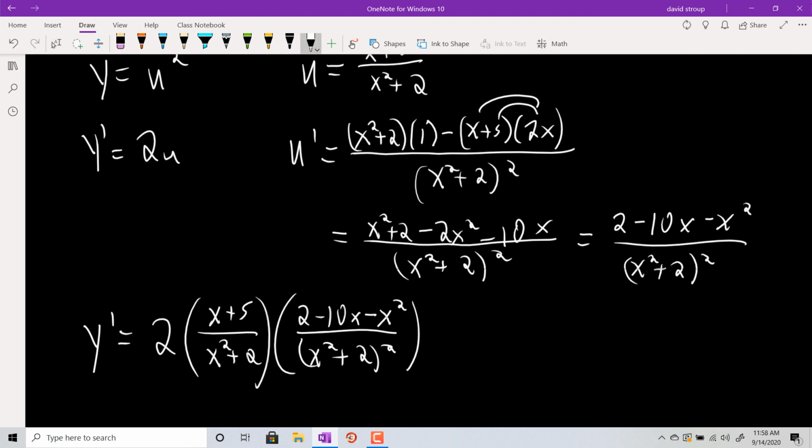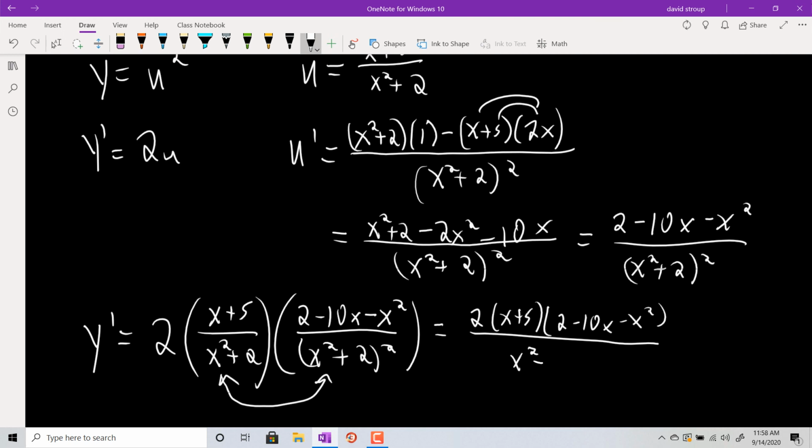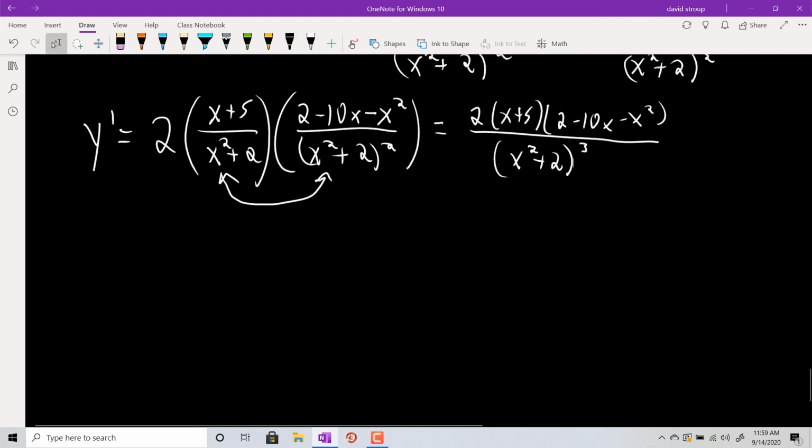This answer seems perfectly fine to me, but these are the same base, so we can multiply those out. So I could go in the numerator, 2 times x plus 5 times 2 minus 10x minus x squared, and that would be all over x squared plus 2 cubed. Okay. But the previous answer would be fine in my book. I don't see any reason for all the... Okay, let's move on.